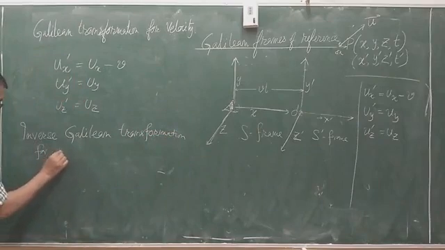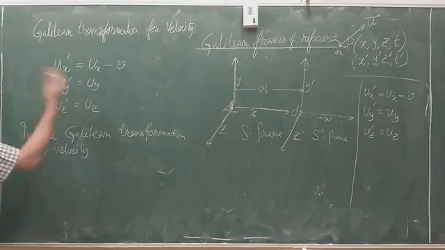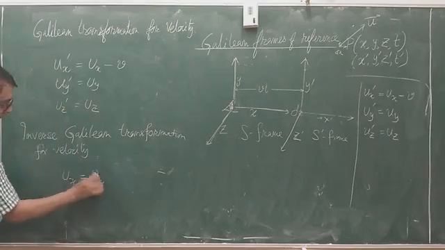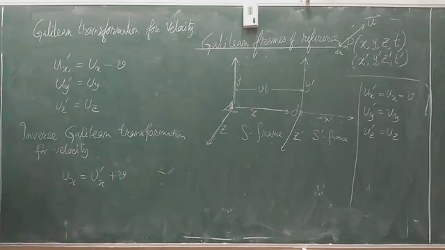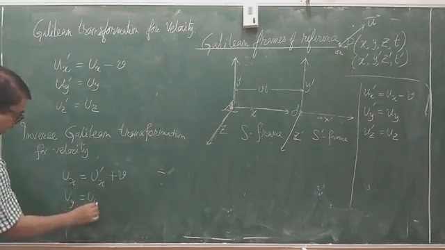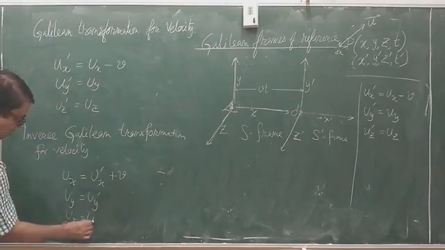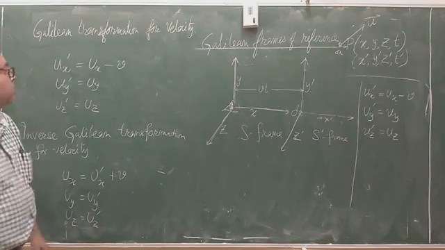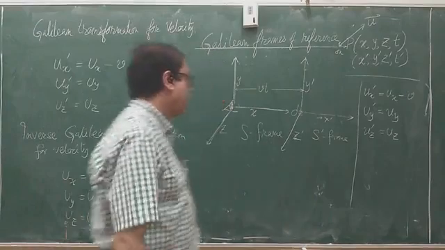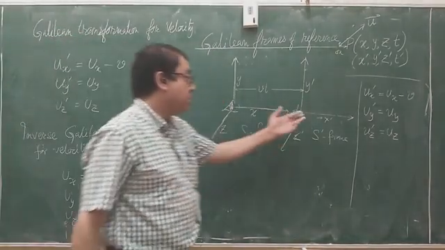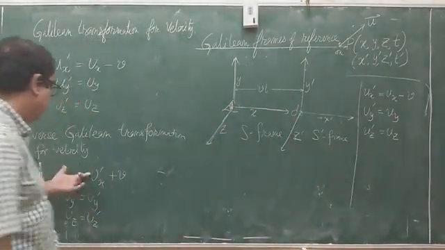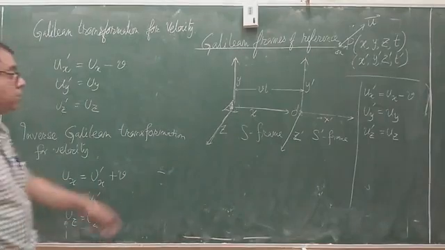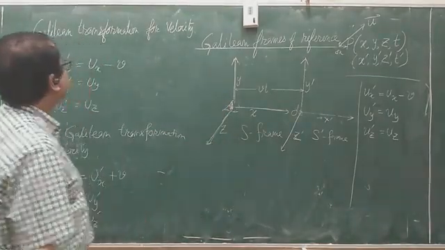for velocities is given by just the inverse: ux is equal to ux dash plus v, uy is equal to uy dash, uz is equal to uz dash. So here, if I am given the components of the velocities in the s frame, I can easily calculate the components of the velocities as seen by the observer in the s dash frame. And if the data are given in the s dash frame of reference, then we can calculate the results as seen in the s frame. So these are the transformation laws for velocities.